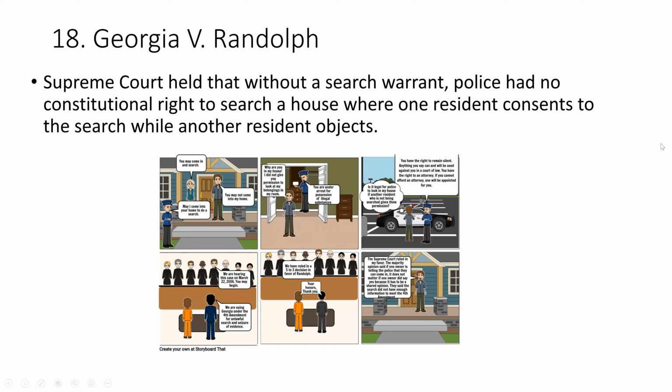Number 18, Georgia v. Randolph. The Supreme Court held that without a warrant, police had no constitutional right to search a house where one resident consents to the search while another resident objects. So if the police search your house and your mother consents, but your father doesn't, the police still need a warrant. All parties have to agree.